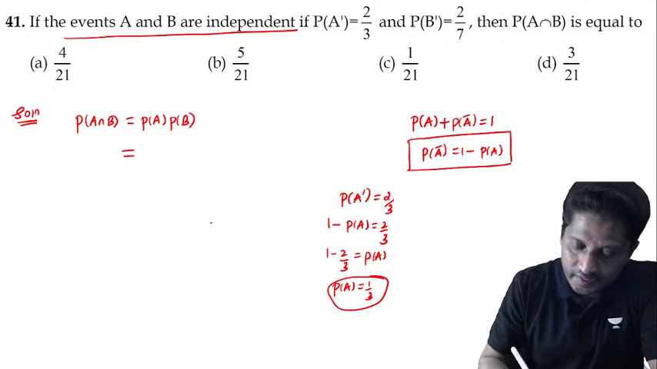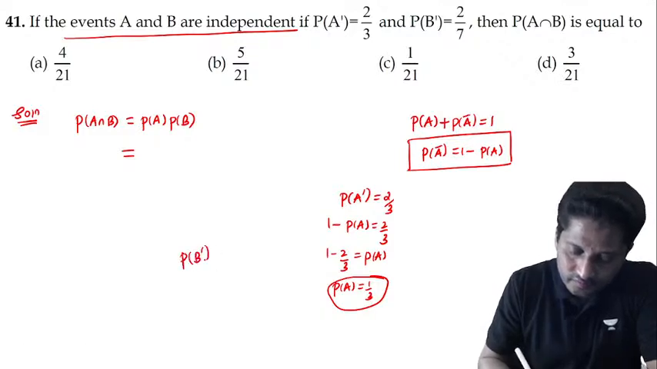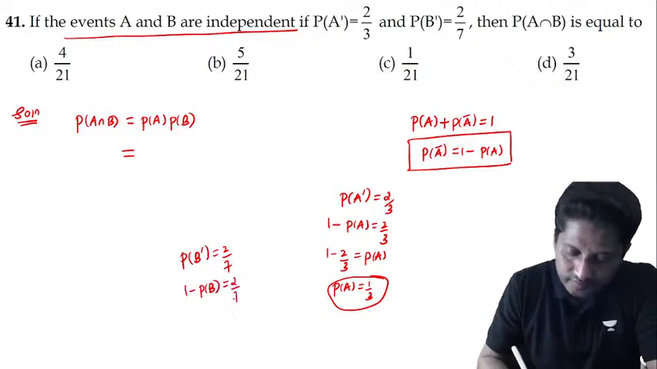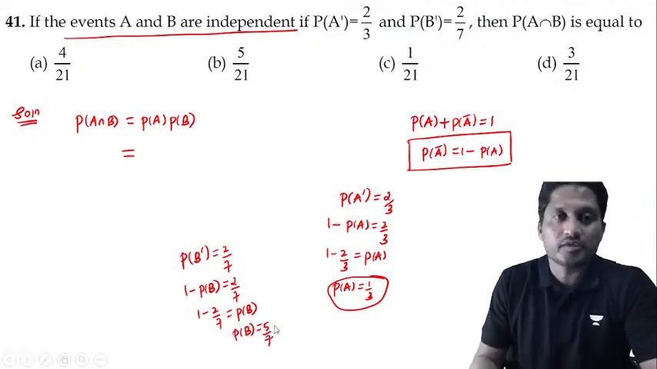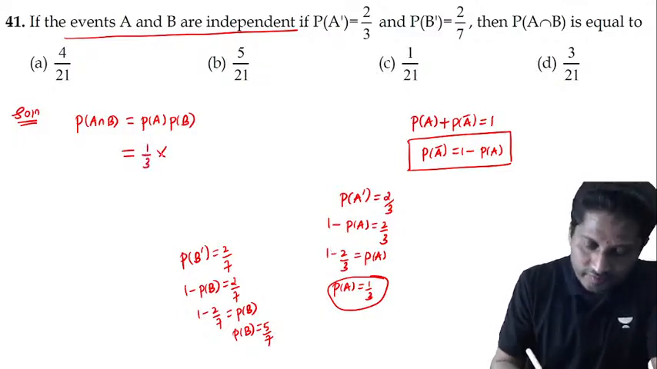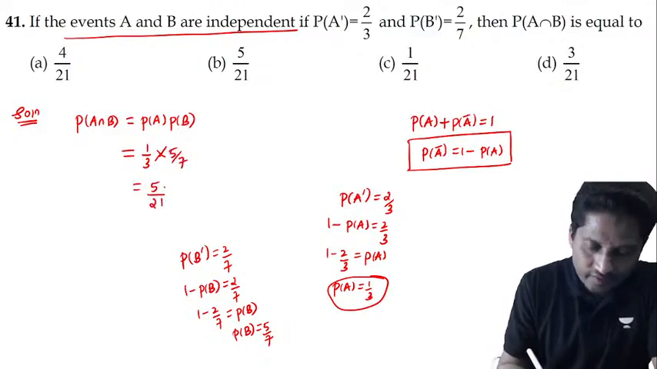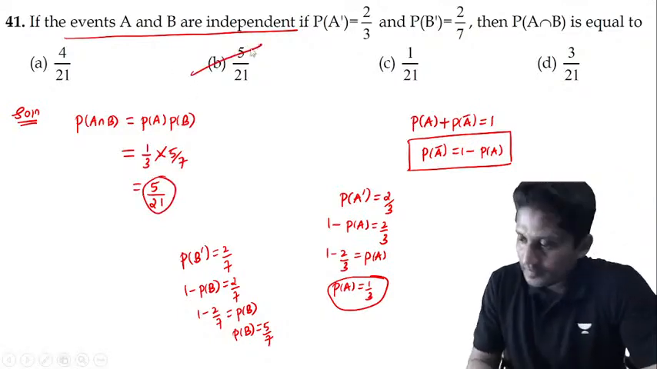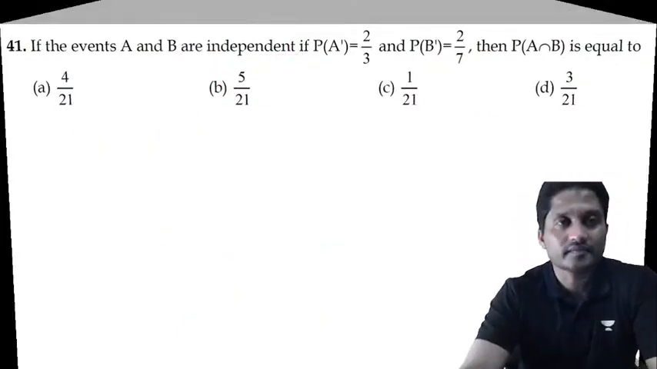Similarly, P of B dash is equal to 2 by 7. P of B dash is 1 minus P of B, which is 2 upon 7. 1 minus 2 by 7 is equal to P of B. Therefore, P of B is equal to 5 by 7. So these values I'll substitute here. P of A is 1 by 3, P of B is equal to 5 by 7. The answer will be equal to 5 upon 21. Answer is option D. Let's move to the next question.